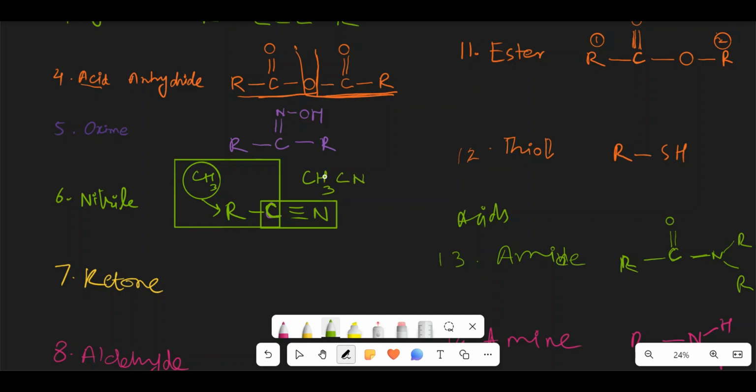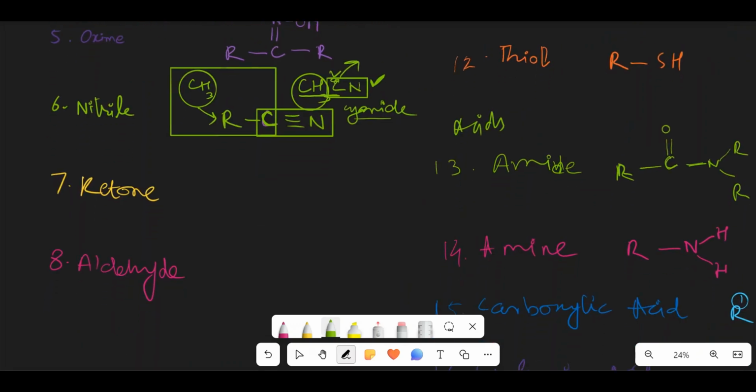called methyl cyanide. If we call it cyanide, we have to make sure that we exclude this carbon from the parent chain. But if we call it nitrile, we have to include this carbon in the chain, and it makes ethyl nitrile. This is very important, and you need to be very much focused on this. So this is nitrile and cyanide.